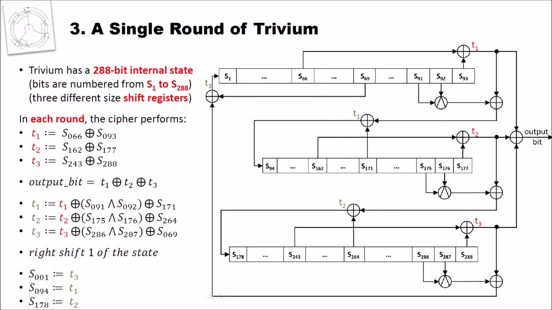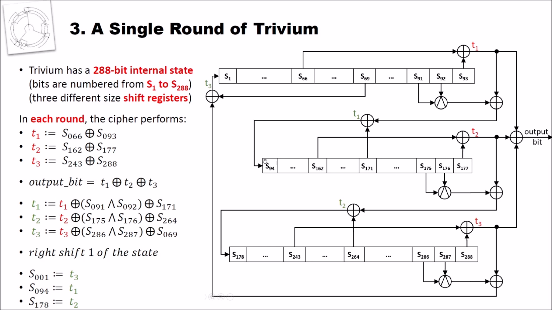Let's have a look at a single round of Trivium. Trivium has a 288-bit internal state. The bits are numbered from S1 to S288, and you have 3 different sized shift registers. You can see the bits in the graph here on the right side. Here it starts with S1, then we have some bits, then we have S66 and so on. And this is the first shift register.